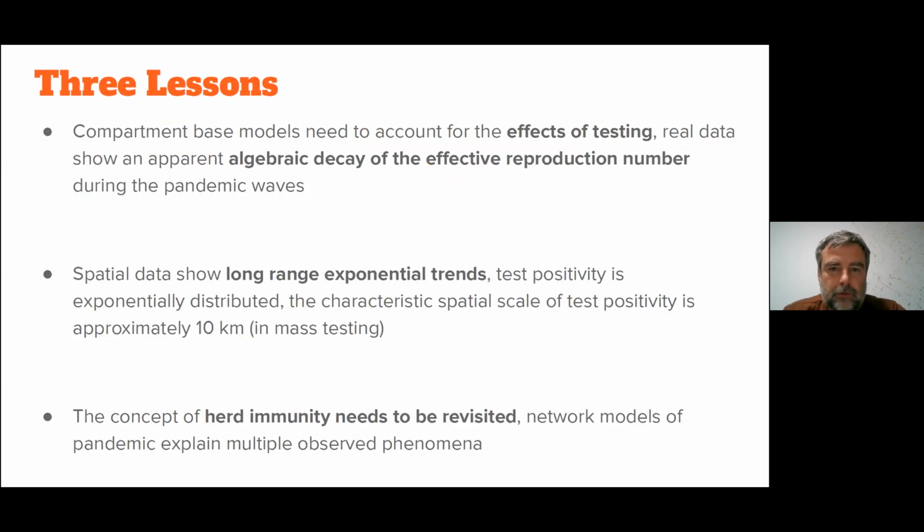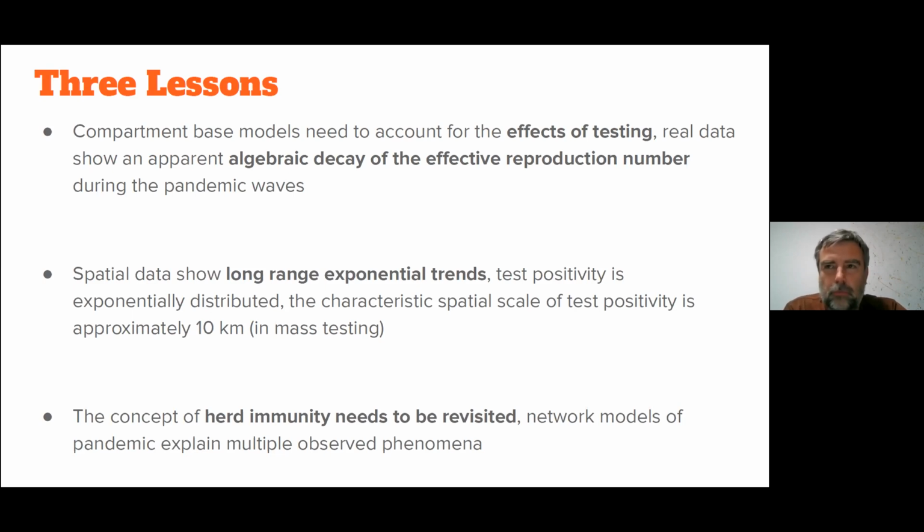So 3 lessons, and here is a short overview of these 3 lessons. One of them is that the compartment-based models we usually teach students as a great example of how applied mathematics works need to account for the effects of testing, especially during these pandemics. Okay, it may be obvious, but I will show you that it's really not that easy. And real data actually show an apparent algebraic decay of the effective reproduction number. You probably all know what the effective reproduction number is. I will explain it in some detail. But somehow this is something unexpected and not easy to interpret.